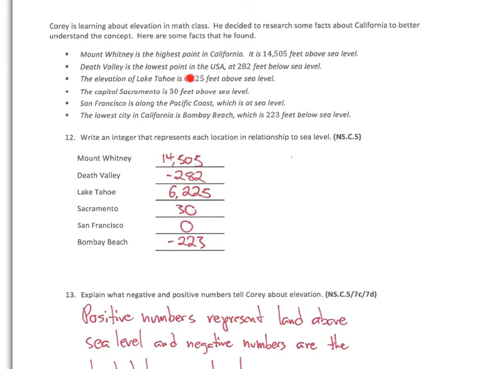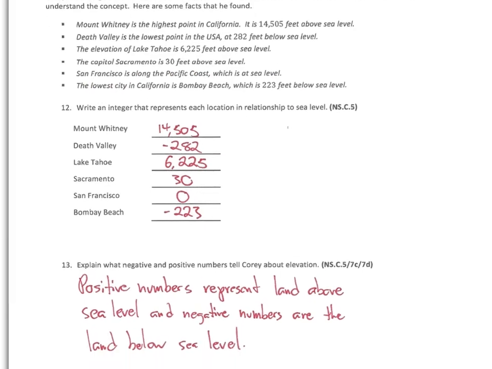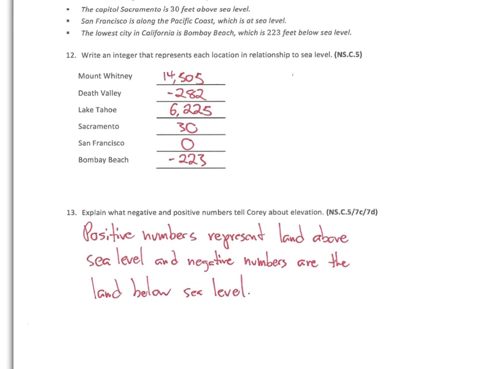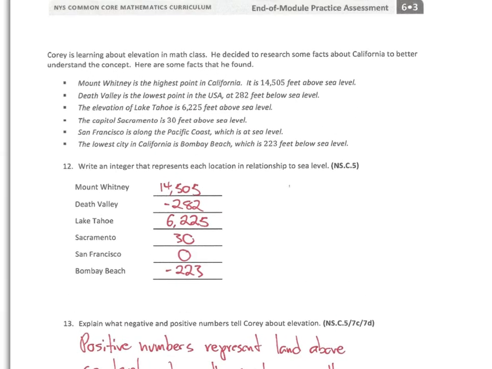Lake Tahoe above sea level, so positive. Sacramento 30 feet above, so positive. The San Francisco coast, which is at sea level, so that would be 0, because it's sea level. And the low city is Bombay Beach, which is 223 below sea level, so that's another negative number. And then we have explain what negative and positive numbers tell Corey about the elevation. Corey was talked about up here in the problem. Corey's learning about the elevation in math class.